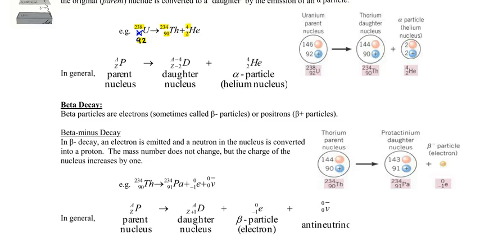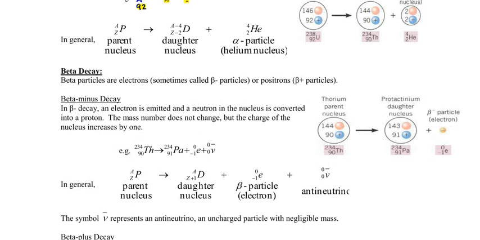Now there are 2 types of beta decay. We have beta minus decay and beta positive decay. So beta particles come in 2 types. The beta minus particles are basically electrons, and the beta positive particles are what we call positrons. A positron is a positively charged electron. So it has the same mass as an electron, except it is a +1 charge instead of a -1 charge. All right, let's take a look at beta minus decay.